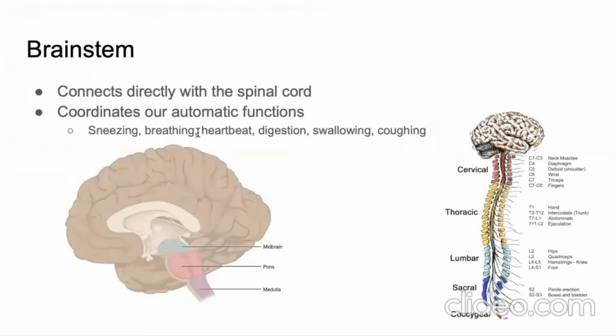And so the brainstem works with the brain and the spinal cord to provide a connection between the two and coordinates our automatic functions. Automatic functions such as breathing, heartbeat, swallowing, coughing, things we just do without having to think.